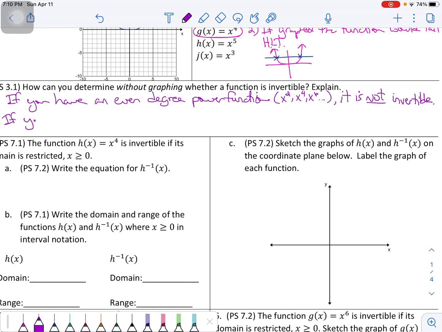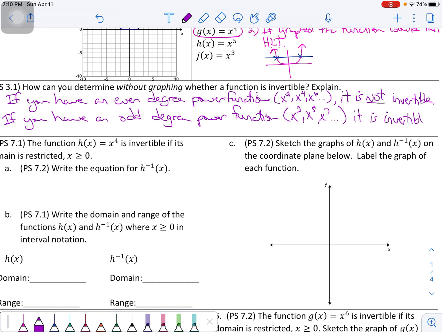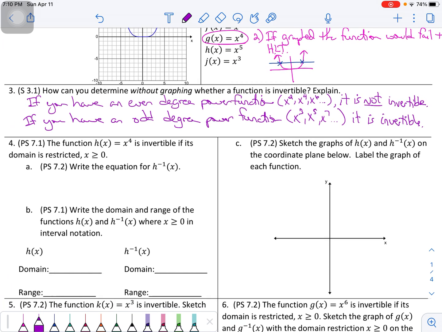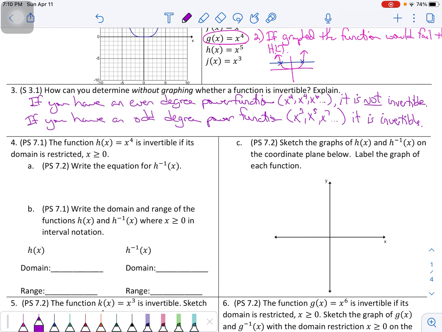If you have an odd degree power function, and that would be x cubed, x to the fifth, x to the seventh, any odd degree power function, it is invertible. Now, what you want to be careful about with the odd degree power functions is it's not all odd degree functions, it's all odd degree power functions. So x cubed is a power function. X cubed plus x squared is not a power function. So just be aware of that.